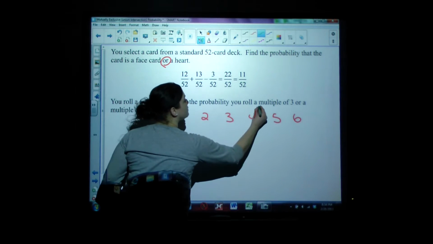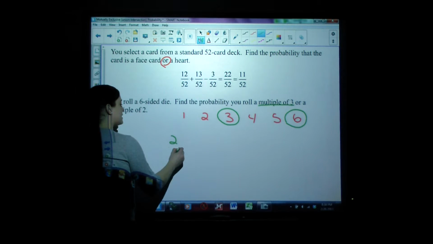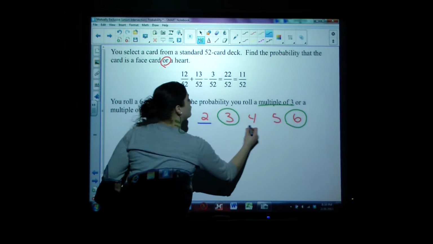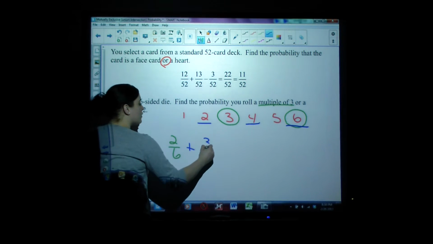Okay, let's look at multiples of 3. That would be 3 and 6. So we have a 2 out of 6 option there. Multiples of 2, well, we have 2, 4, and 6, which would be, or means plus, 3 out of 6.